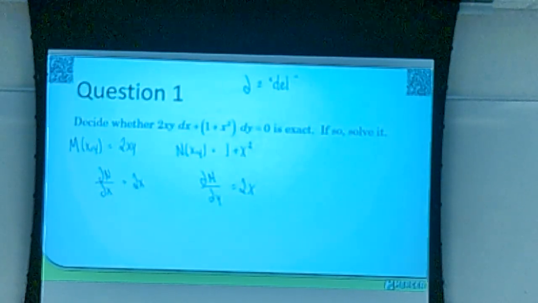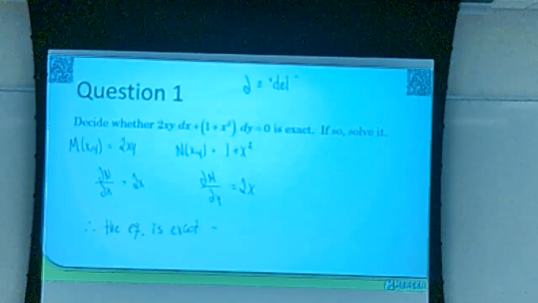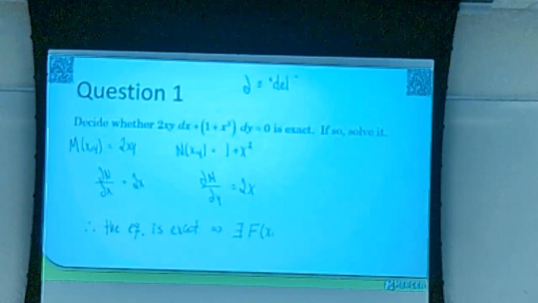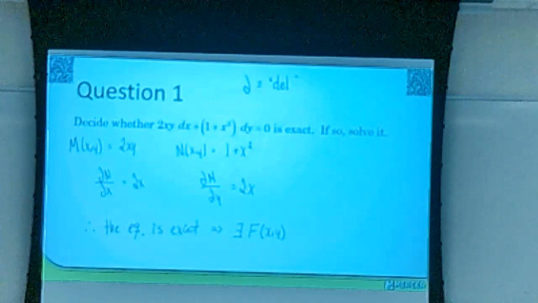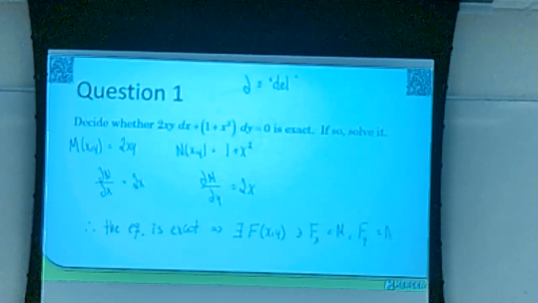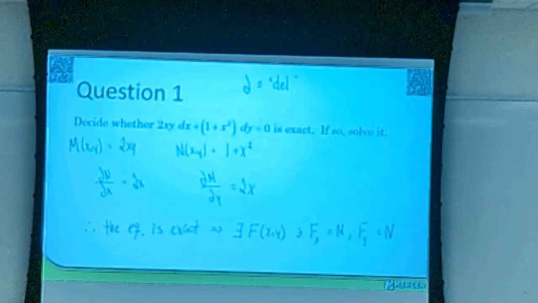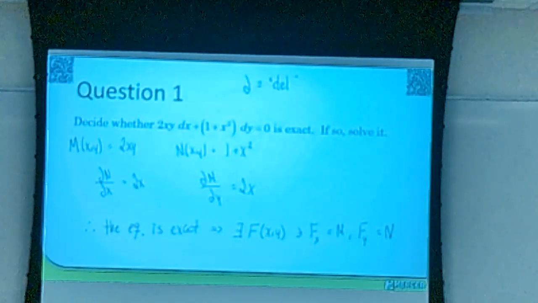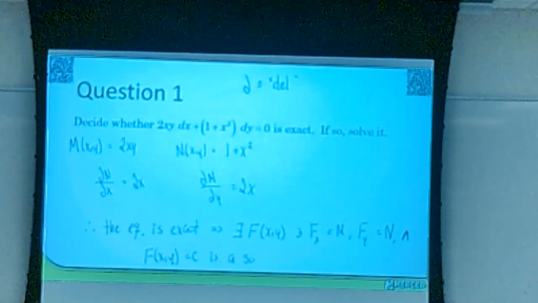Are they the same? This is exact. Which means there exists a function big F, where the partial of big F with respect to x, so that's another notation for partials, the subscripts, equals M. The partial of F with respect to y equals N. And that is a solution to our equation, which means our goal is to find that big F.